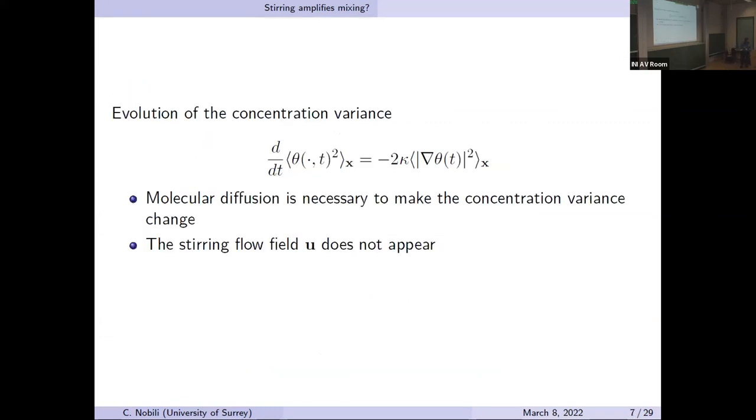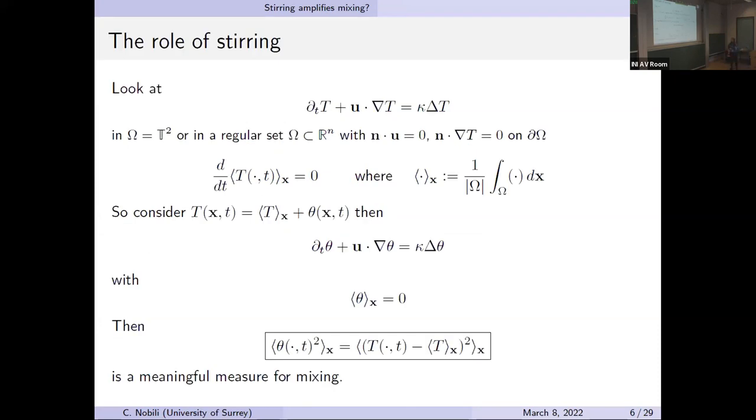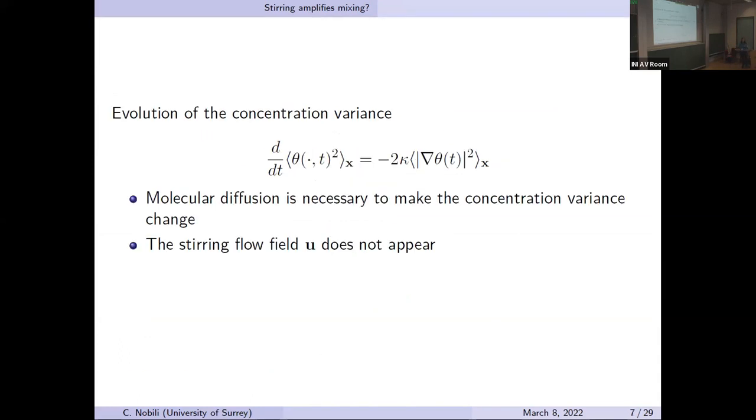Now, if we accept this as a measure for mixing, clearly the first thing you want to do is to write down an energy estimate, an energy identity. Here everything is linear, so you write the identity, and you find the evolution of the concentration variance, which is d/dt of the volume average of theta squared equal to this right-hand side, where you see that there is a -2 kappa times the gradient squared. This means that on one hand, the molecular diffusivity is necessary to make the concentration variance change, because if kappa were 0, then we would have conservation. When you look at this identity, you see that the stirring flow seems to not be there, but clearly it's changing the gradients.